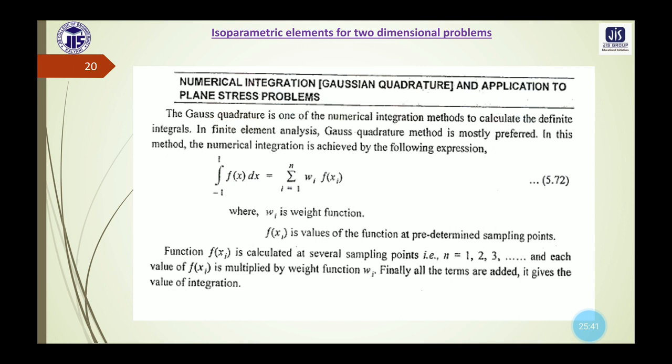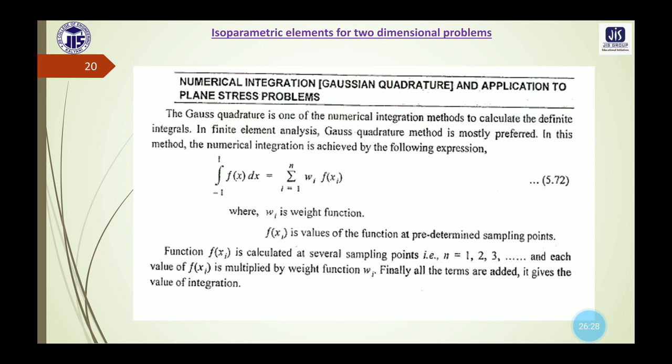So this formula, that is equation number 5.72, we actually need to remember, and based on this formula in the next lecture we will discuss several numericals, how to solve different numericals of this Gaussian quadrature concept. Now the function f(x_i) is calculated at several sampling points, that is n equals 1, 2, 3 and so on, and each value of f(x_i) is multiplied by the weight function w_i, and finally all the terms are added and it gives the value of the integration.